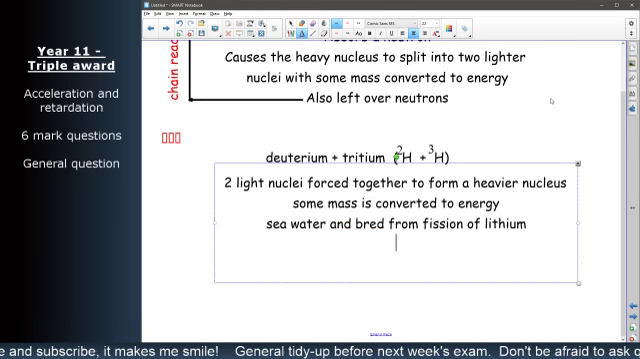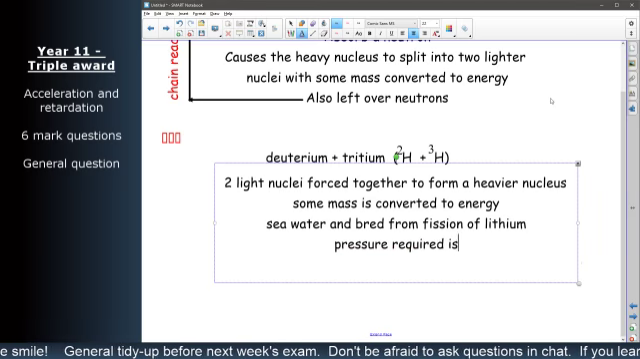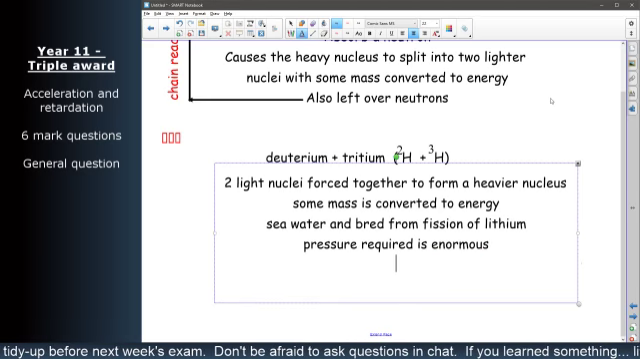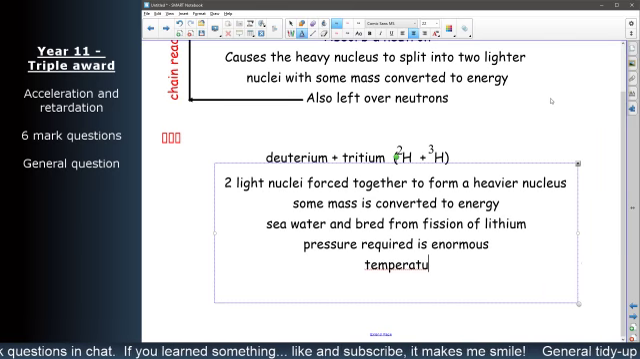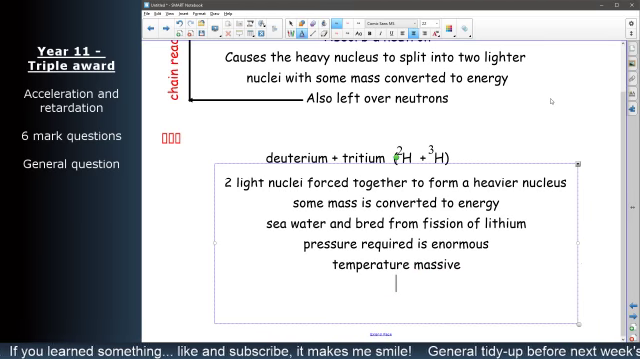And then the problems with this, and why we don't do this, is that the pressure required is enormous, and enormous is something of an understatement. The sun does this and has most of the mass of the solar system. Hello to those of you in chat that are looking for a shout out. The other thing that we need is a massive temperature, and both of those things put together make it very, very difficult to do.